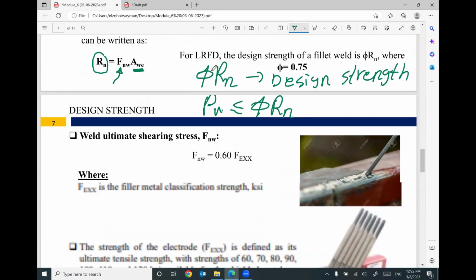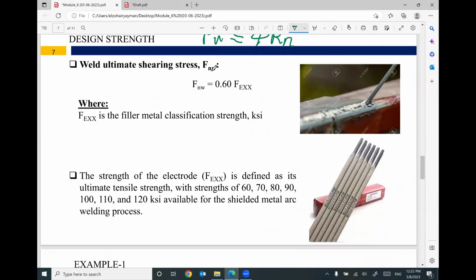FNW is based on the type of the welding material. I'm not sure if you have experience with this or not, but these are called welding rods. And we have different types, which are called filler metal. We have different classifications.